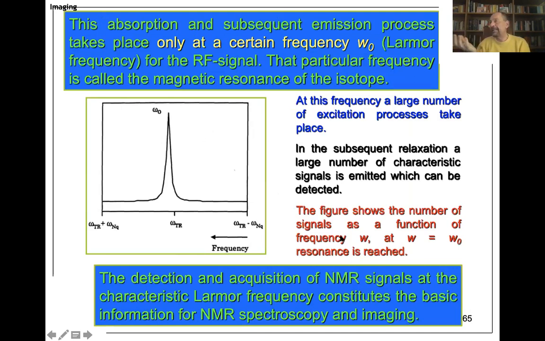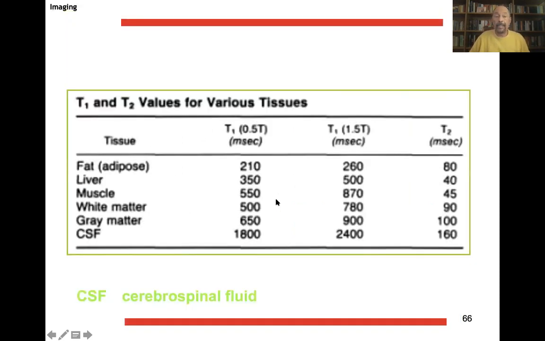So in the end, the absorption and subsequent emission process take place only at a certain frequency, the Larmor frequency, and that particular frequency is called the magnetic resonance of the isotopes. That's exactly the only point where you can have detection and acquisition of the nuclear magnetic resonance signals. The signal at the characteristic Larmor frequency constitutes the basic information for spectroscopy and imaging. So what you exploit here is the difference in T1 and T2 for the various tissues.